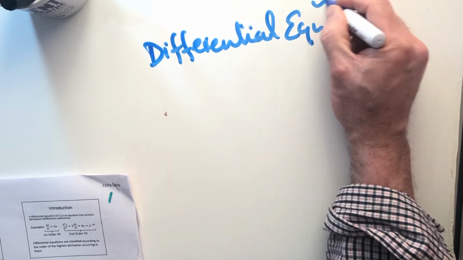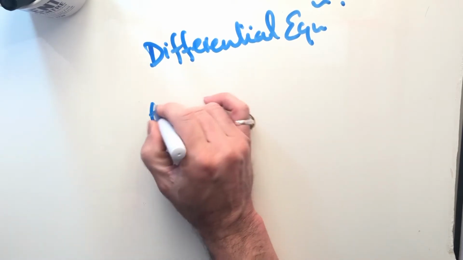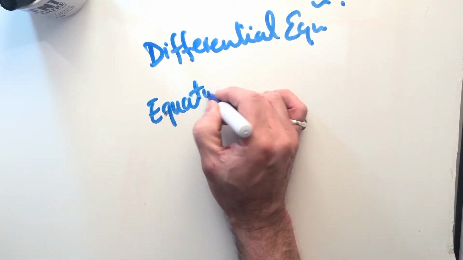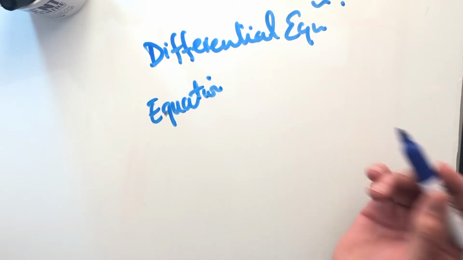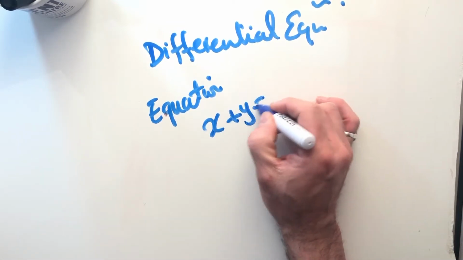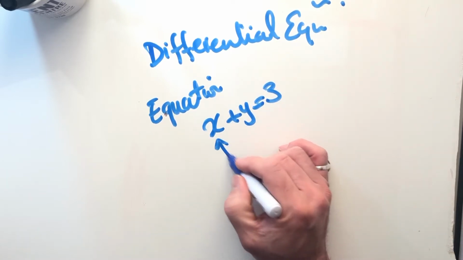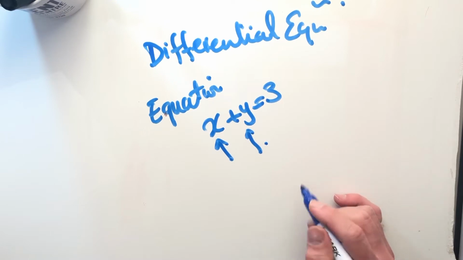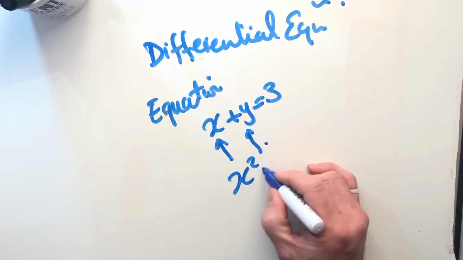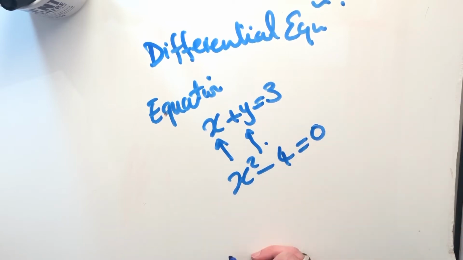What are they? Well, we know what an equation is. An equation is a relationship between two variables. For example, x plus y is equal to 3. It's a formula that connects x with y. Or you could have x squared minus 4 equal to 0. That is a quadratic equation.